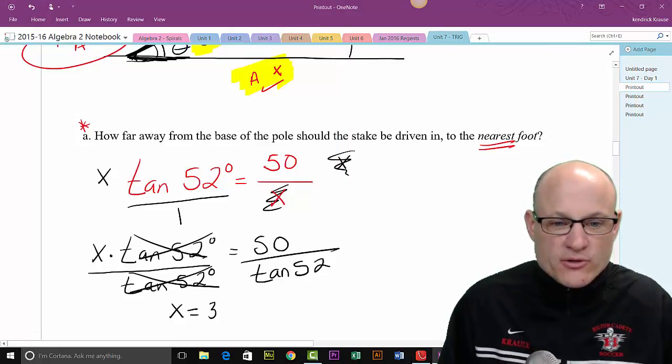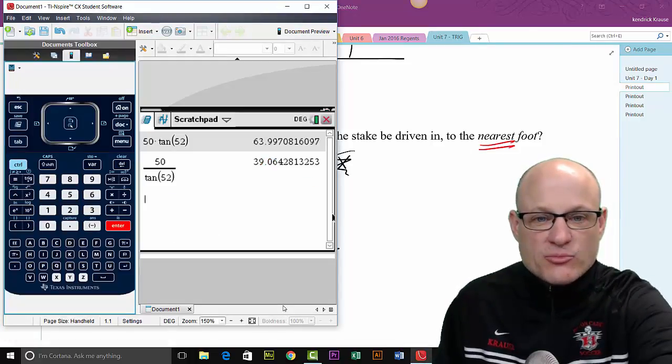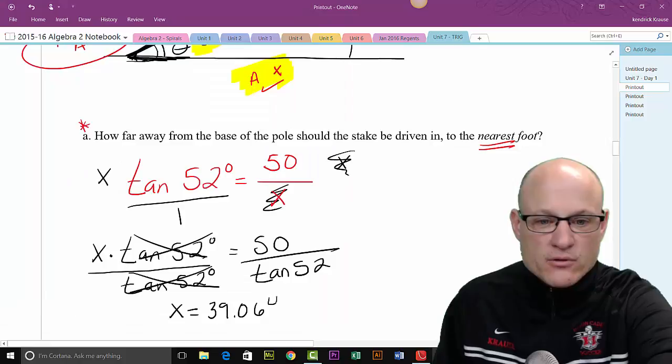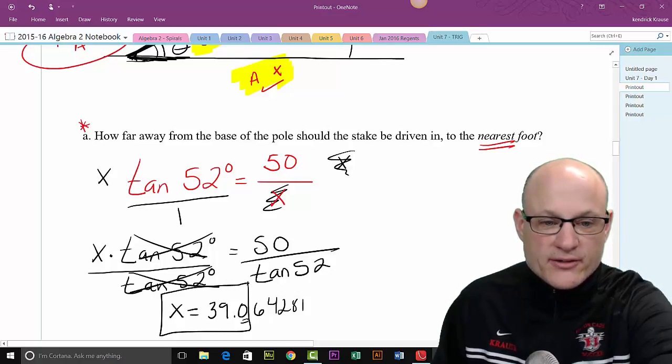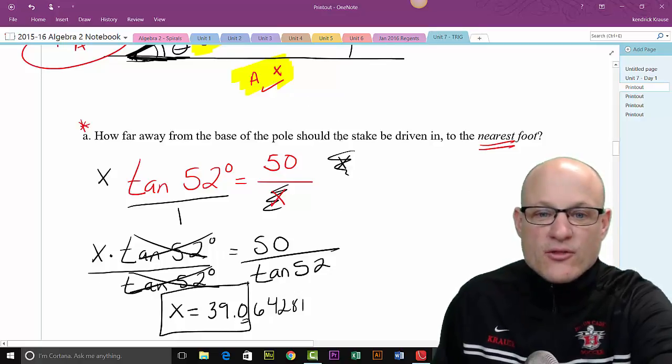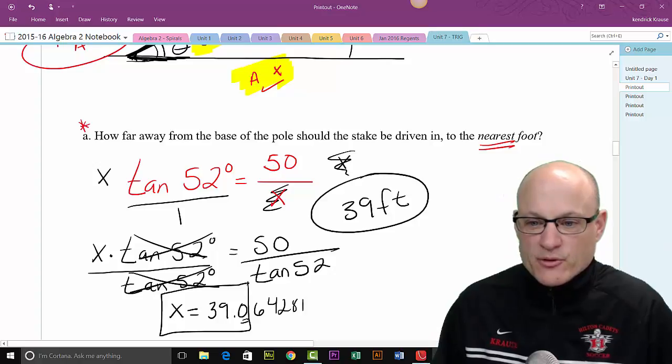So x equals 39.06. I like to give lots of decimals, 4281. And then I say, okay, nearest foot. I don't round because it's a 0, so the answer is 39 feet. Done. All right, that problem's over with.